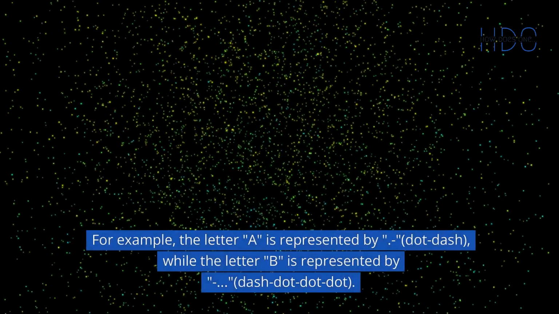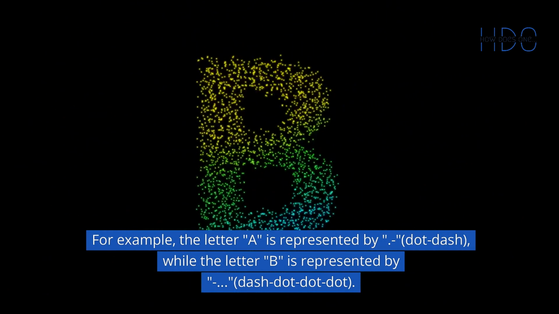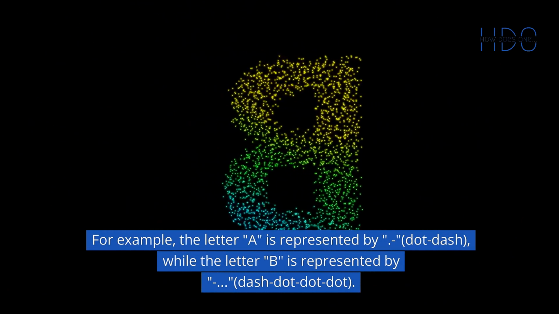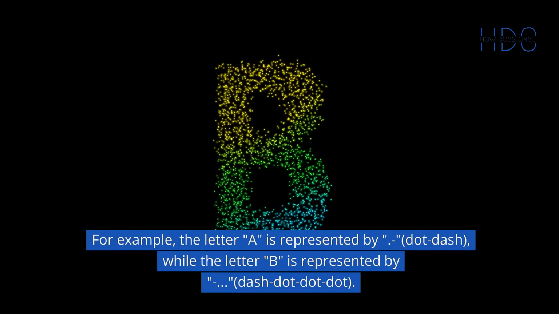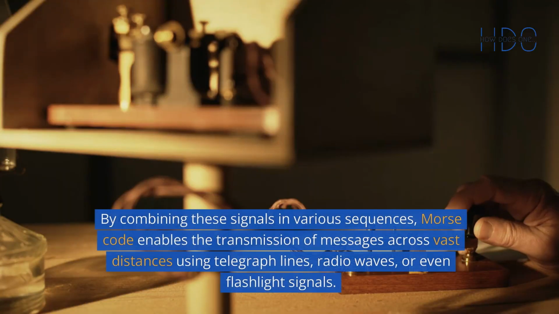For example, the letter A is represented by dot dash, while the letter B is represented by dash dot dot dot. By combining these signals in various sequences, Morse code enables the transmission of messages across vast distances using telegraph lines, radio waves, or even flashlight signals.